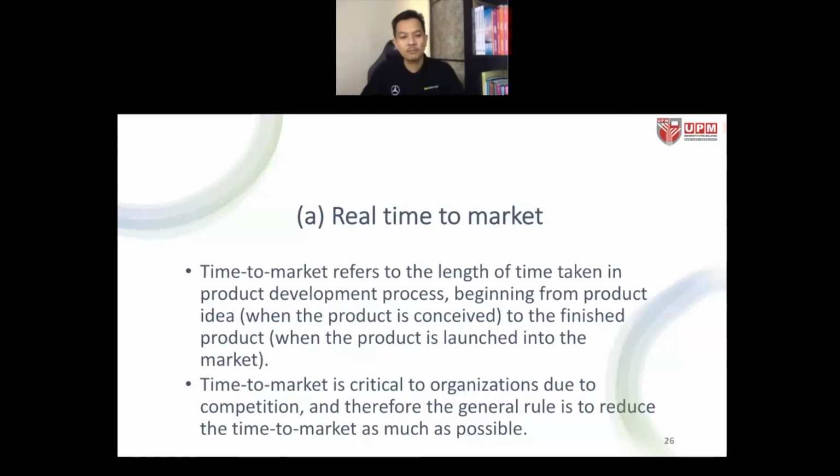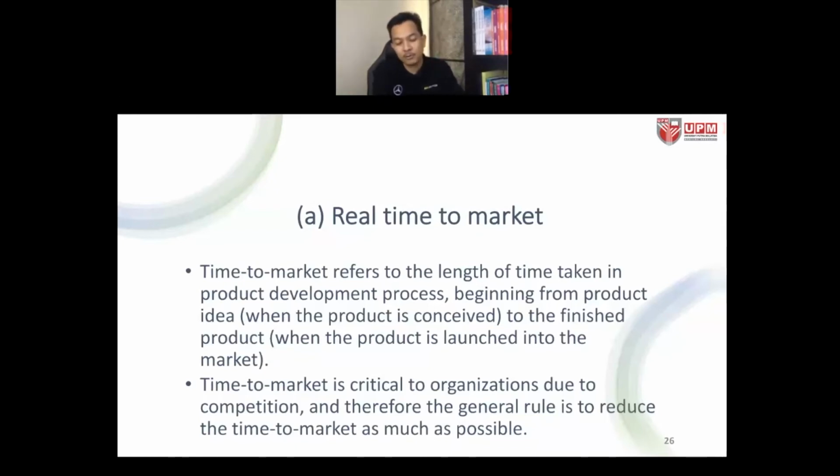So beginning from product idea, when the product is conceived, to the finished product, you have the raw product, you produce it, you put some elements for marketing, and you have a finished product, where the product is ready to be launched into the market. So time to market is critical to organizations due to competition, because you don't want to wait a very long time in order for you to produce your car.